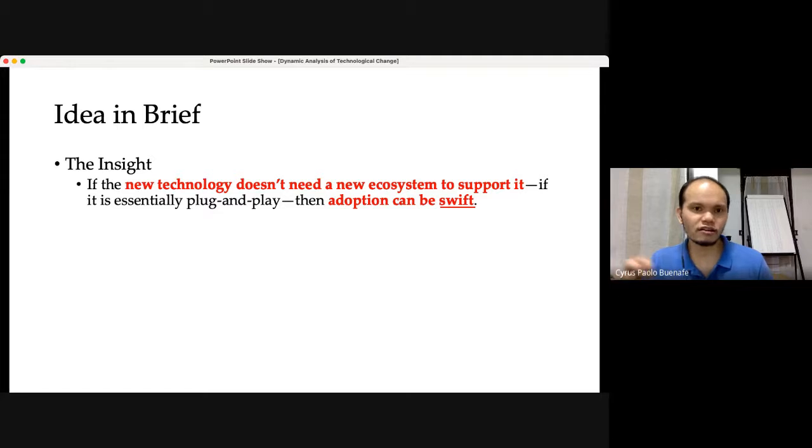that is something that we're sort of aloof about as of the moment. Now, the insight that they're getting is that if the new technology doesn't need a new ecosystem to support it, in other words, if that new product or technology will still work within the old context, with the old environment, if, as they say, it is essentially plug and play, then the adoption of the new technology will be swift. It will be quick. And this is pretty much what we would see based on the basic idea by Clay Christensen.